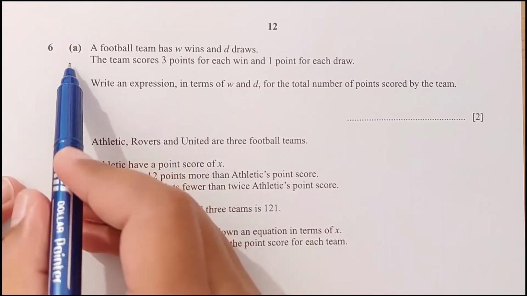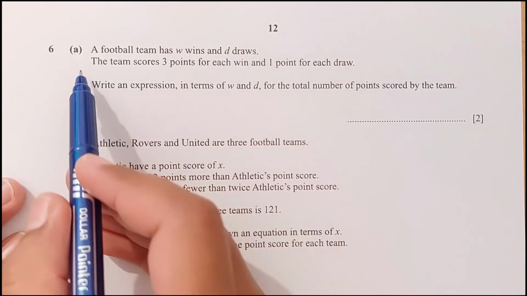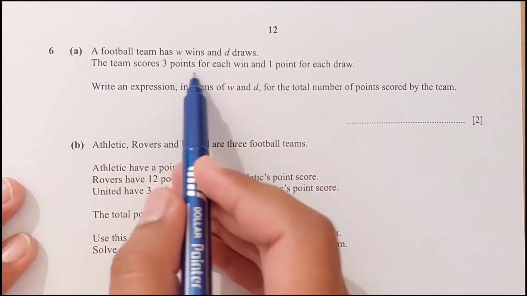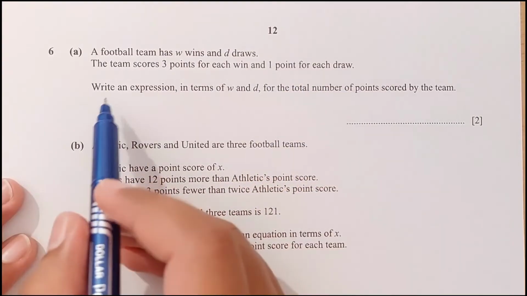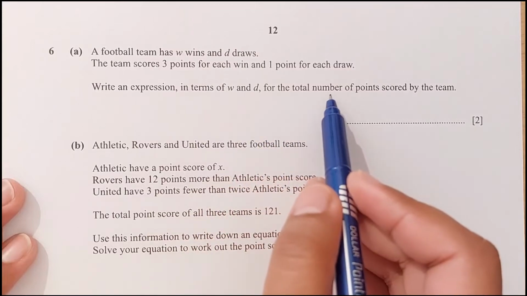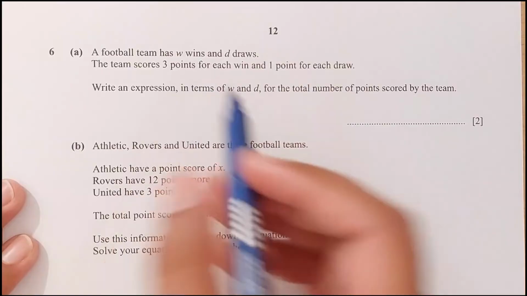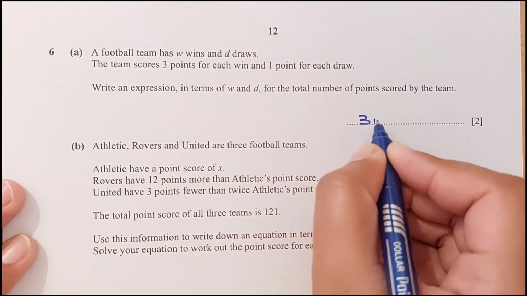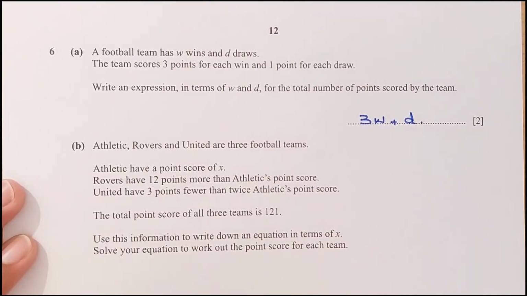Question number 6, part A. A football team has W wins and D draws. The team scored 3 points for each win and 1 point for each draw. Write an expression in terms of W and D for the total number of points scored by the team. So the total number of points is 3 wins plus 1 draw, so 1D or just D, right?